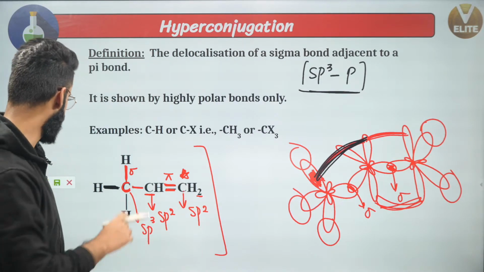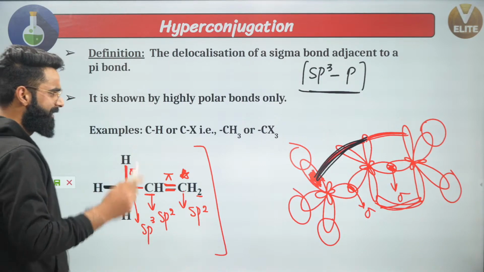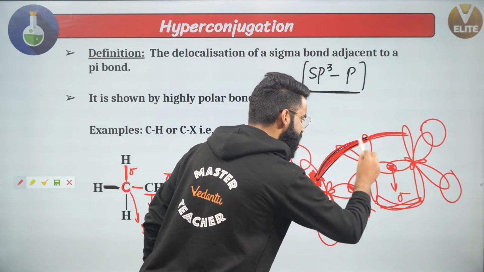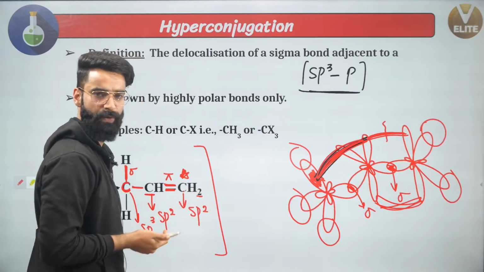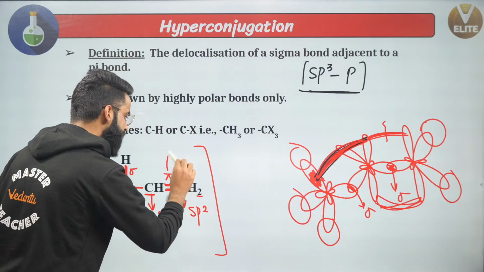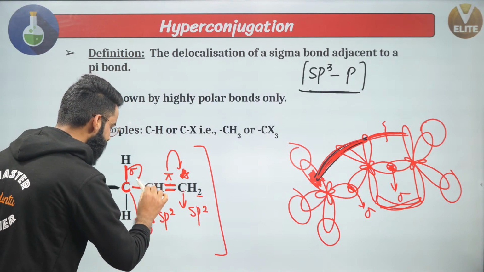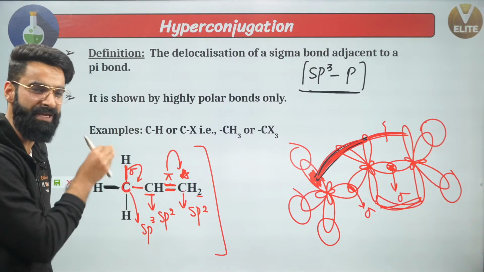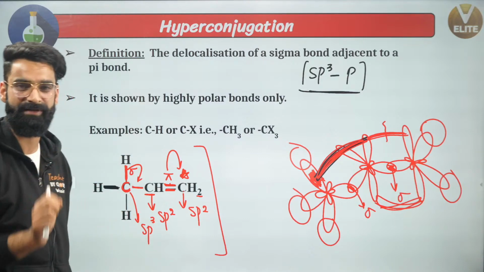Perfect guys, perfect. One more thing. Can I say that due to this sp3-p overlap, this bond is going to weaken? Yes, this bond is going to weaken, and this pi bond will simply break in this direction, and this bond will simply break in this direction. I'll be telling you that in some time, and I'm going to make you understand how to draw the proper hyperconjugating structures.